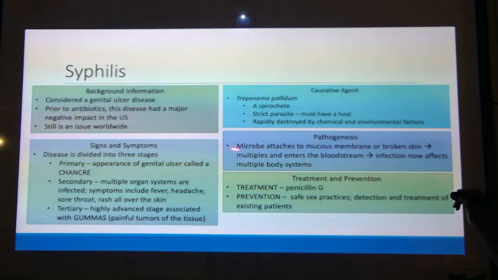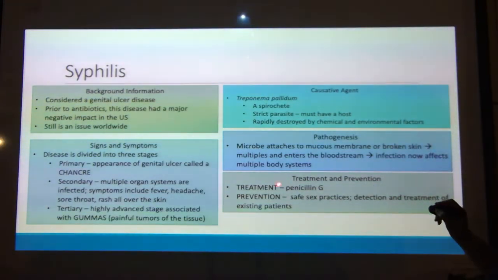So the pathogenesis, the microbe attaches to the mucous membrane or to broken skin. It multiplies and it enters the bloodstream. The infection now affects multiple body systems. Once it gets past that mucous membrane, now it can just infect everything. What is the treatment? Penicillin G. What's the prevention? Use a condom. Safe sex practices. Also, we need to be able to detect and treat those people who have syphilis.